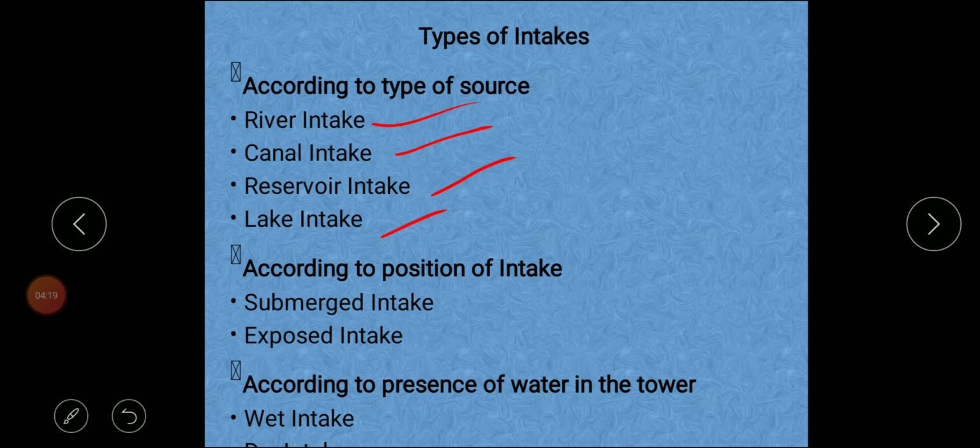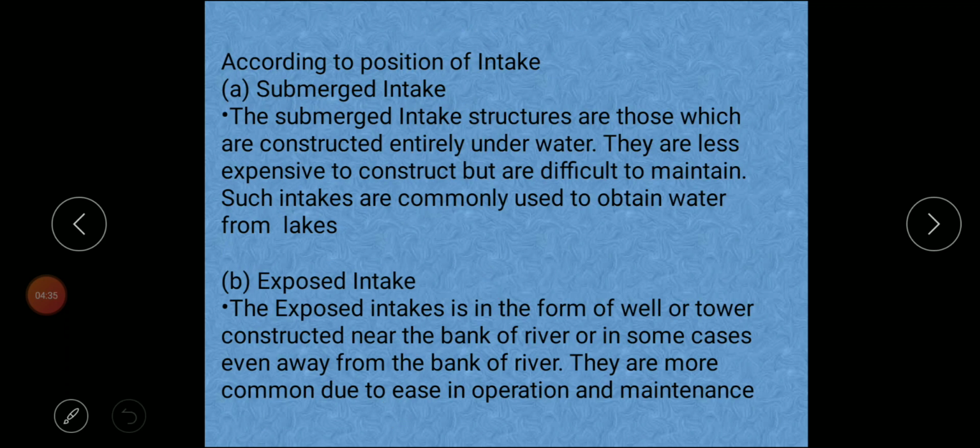The second one is according to the position of the intake. The first is the submerged intake, the second is the exposed intake. According to the presence of water in the tower, one is the wet intake and another is the dry intake. So let us see them one by one.